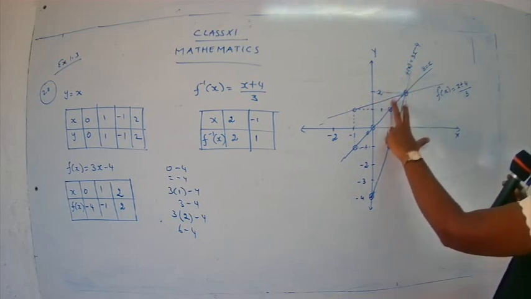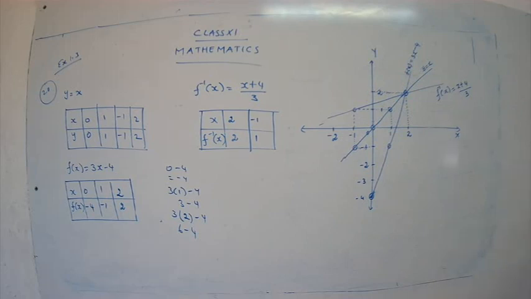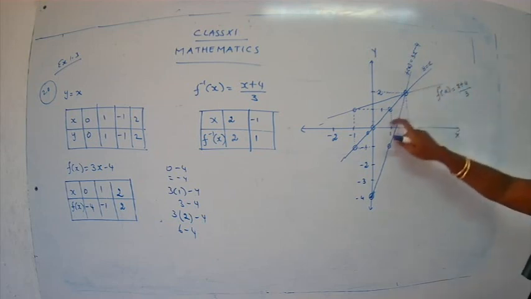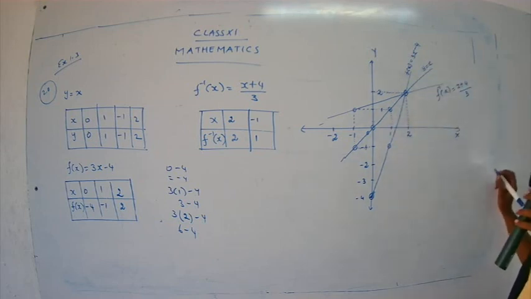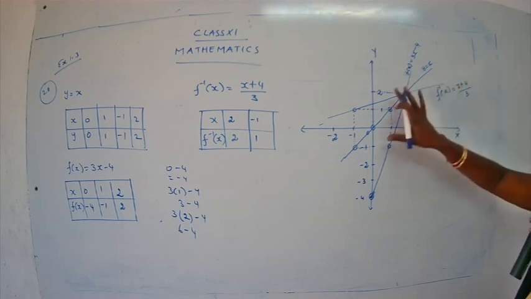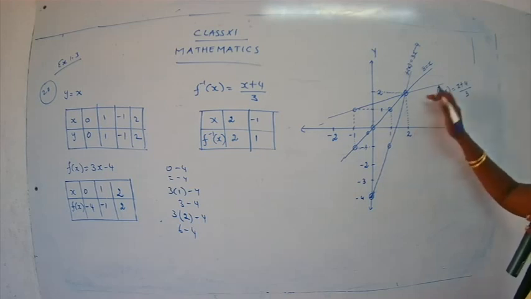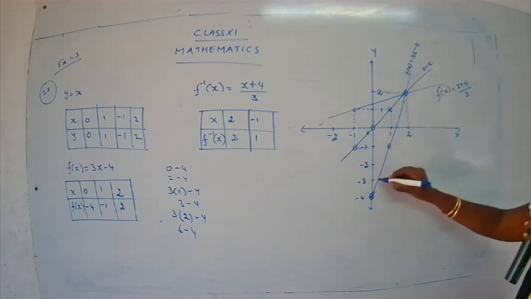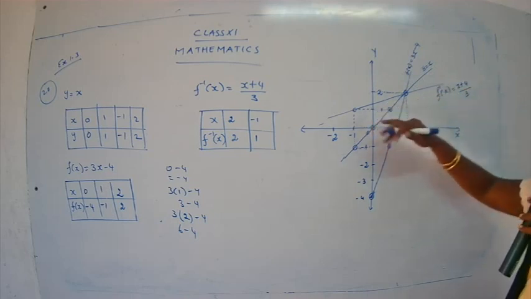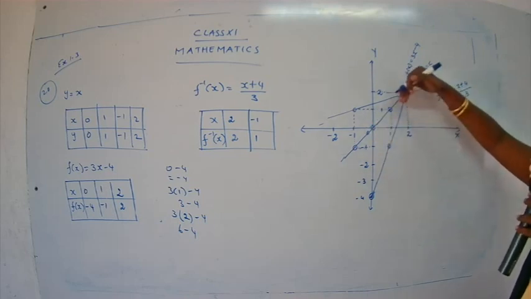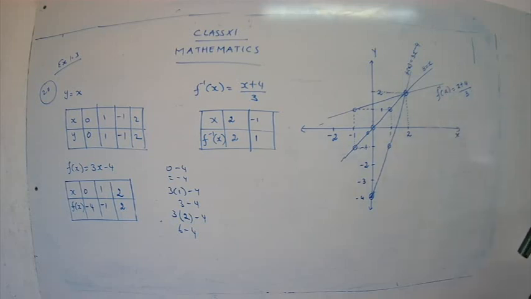Since you are getting a mirror image, we say that it verifies the symmetrical property, or the symmetrical property is verified. We can write the answer directly from the graph, because we have plotted the graph, and from the graph it is very clear that the function f of x and f inverse x are symmetrical. That is, they are the mirror images of each other. So the symmetrical property is verified.